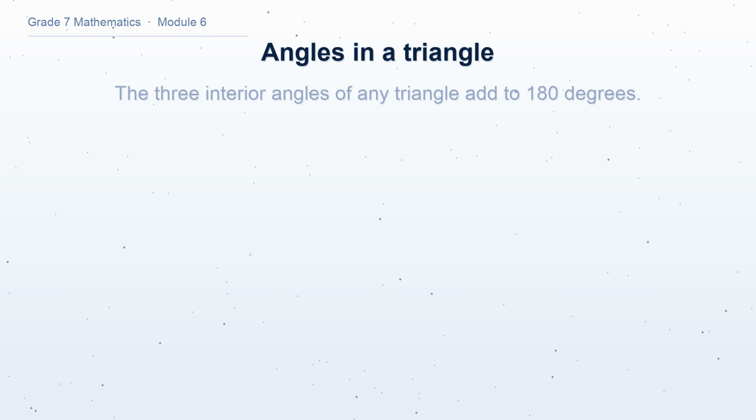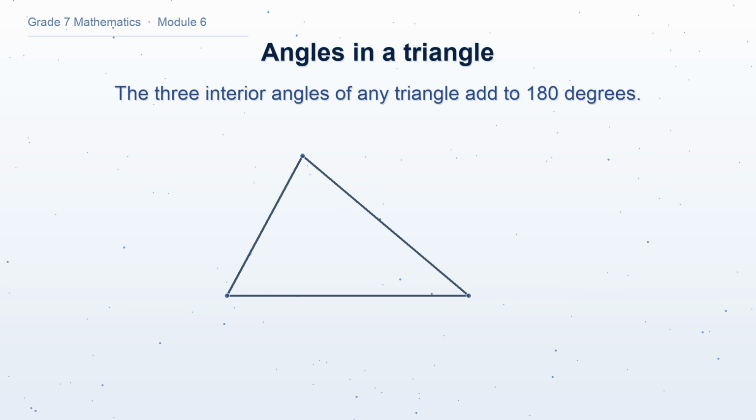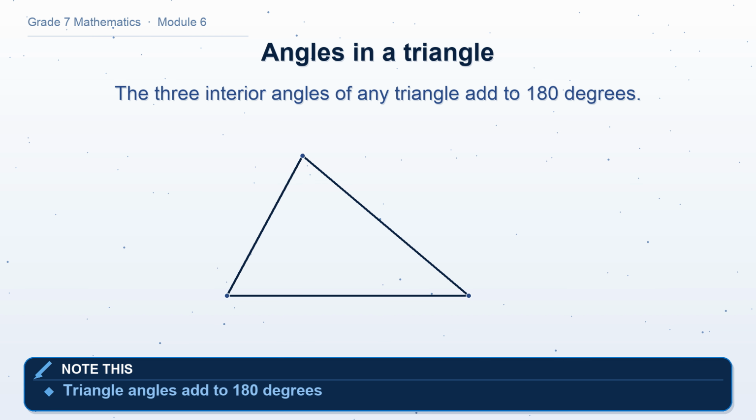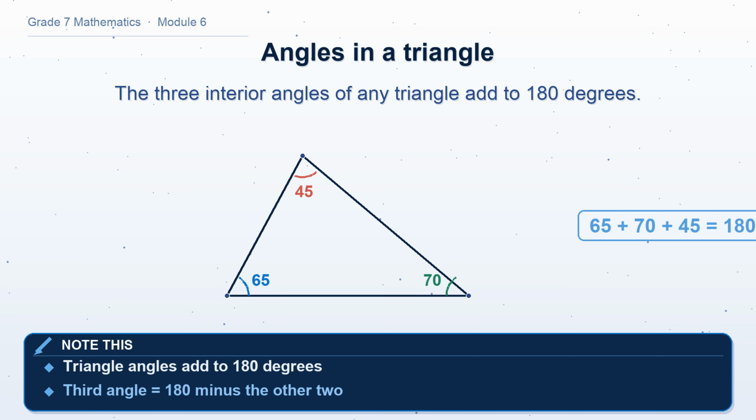Triangles hold one of the most useful rules in geometry. The three interior angles of any triangle always add up to 180 degrees. In this triangle, the angles are 65, 70, and 45 degrees. Adding them gives 180, exactly as the rule promises. This means if we know two angles, we can always find the third by subtracting their sum from 180. The rule holds for every triangle, whatever its shape or size.